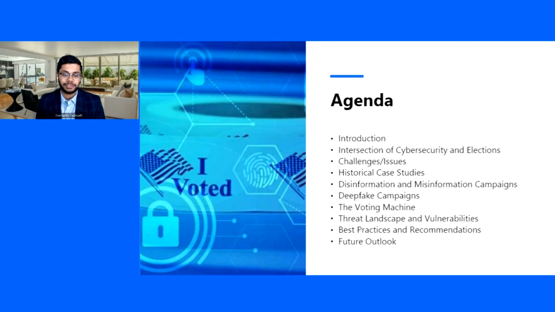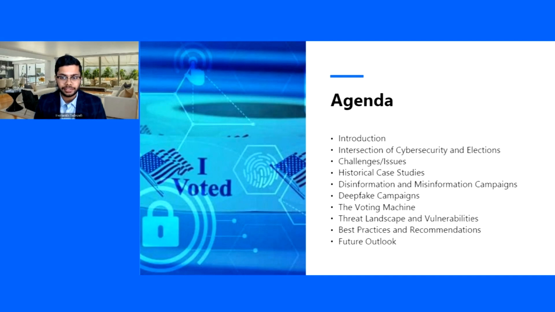From there, we'll go ahead and move on to the problems of disinformation and misinformation campaigns, which is super important, especially as we delve into the area of AI and cybersecurity. And from there, we'll pivot on to deepfake campaigns. After that, we'll examine the voting machine, its importance, and the vulnerabilities associated with it. This will lead us into a broader look at the threat landscape and vulnerabilities present in the current election infrastructure. So to address these issues, I'll share some best practices and recommendations for really enhancing election security. Finally, we'll wrap up with a discussion on the future outlook, where we'll consider how emerging technologies and a lot of these strategies can really help us secure elections moving forward.